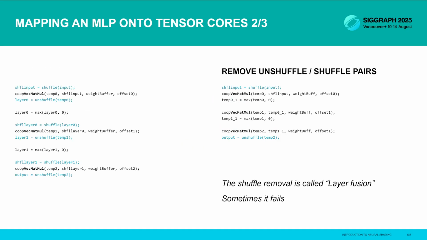Fortunately, like I mentioned, the layout of Tensor Core outputs is compatible with Tensor Core inputs. If the compiler detects an unshuffle and shuffle pair with simple element-wise operations on the vector between them, this pair can be safely removed. The process of removing these redundant pairs is called layer fusion, and it's somewhat fragile. Sometimes the compiler cannot detect that the shuffles can be removed safely and leaves them in. That leads to poor performance. I'll talk about how to prevent layer fusion failures a little bit later.